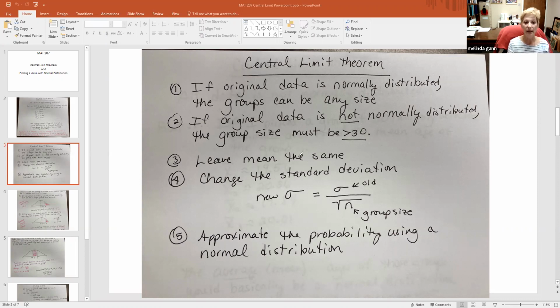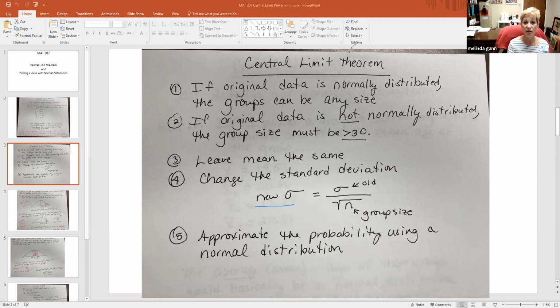You're going to leave the mean the same. So the mean for the individuals is the same thing as the mean of the groups, but you are going to have to change the standard deviation. You're going to have to get a new standard deviation. Well, how do you get the new standard deviation? You take your old standard deviation and you divide by the square root of n. Remember, what's in every formula the whole semester? It's your total. So it's your group size. Now, once you do that, you're back to a normal curve.